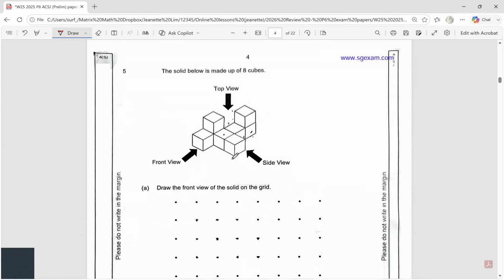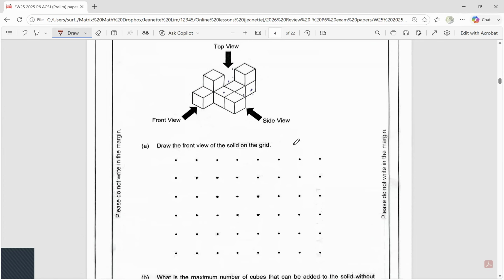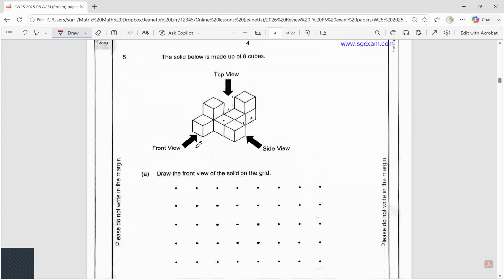Question 5, the solid below is made up of 8 cubes. Draw the front view of the solid on the grid. Front view is from this angle here. So there are two squares on the left. So I start off with two squares.